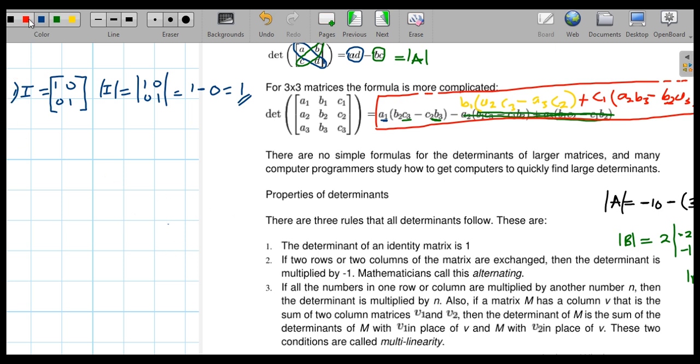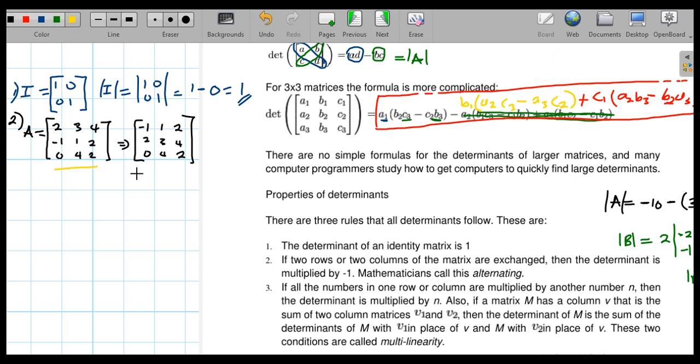So let's look at number 2. Number 2 says if two rows or two columns of a matrix are interchanged, this one has to do with a 3 by 3 matrix. Let's consider a 3 by 3 matrix A, with first row 2, 3, 4. To prove this now, we're going to solve these two matrices. Let's solve the first matrix to see.